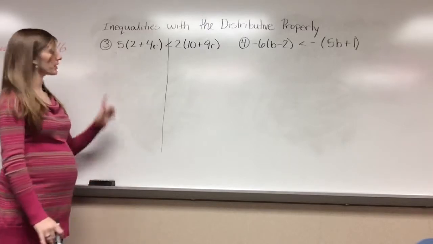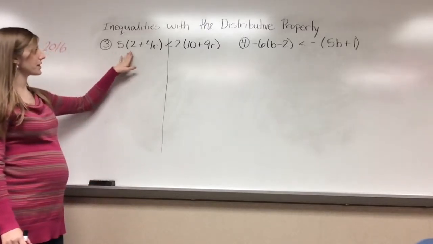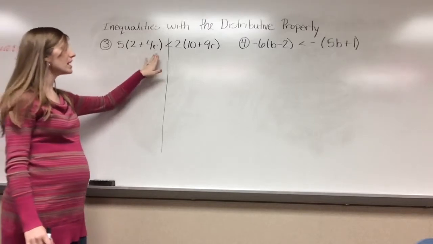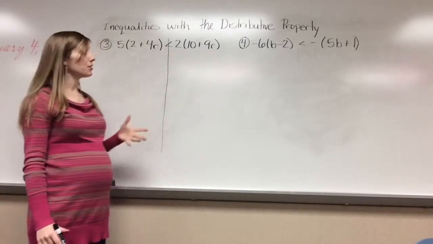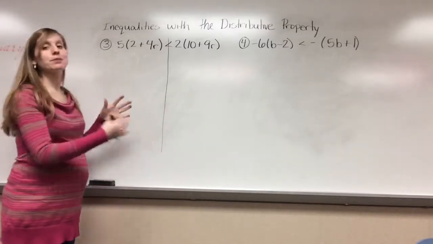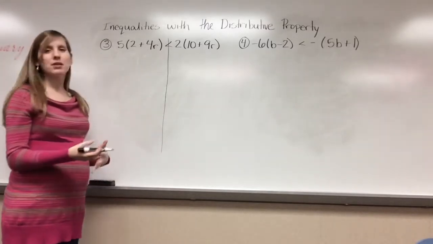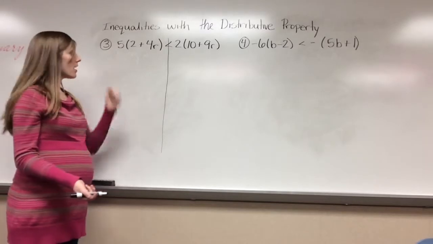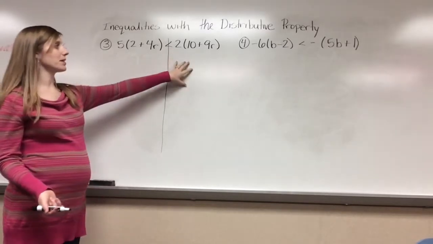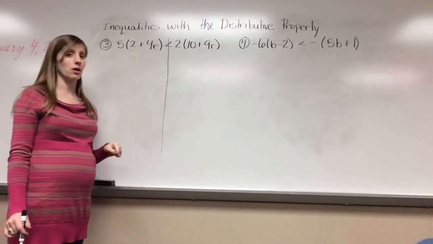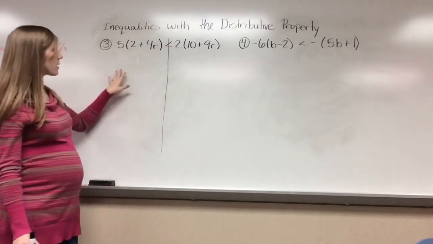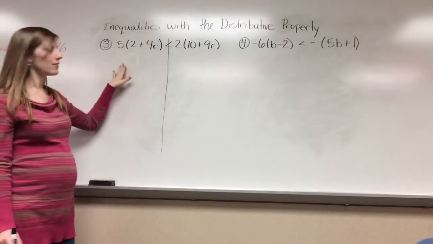For problem number 3, our inequality is 5 parentheses 2 plus 4r is less than 2 parentheses 10 plus 9r. Now you notice that we have 2 sets of parentheses this time, but the steps that we follow are still going to be the same. If you have 2 sets of parentheses, that just means you have to do the distributive property twice instead of just once. So taking a look at this problem, let's look at the left-hand side first.